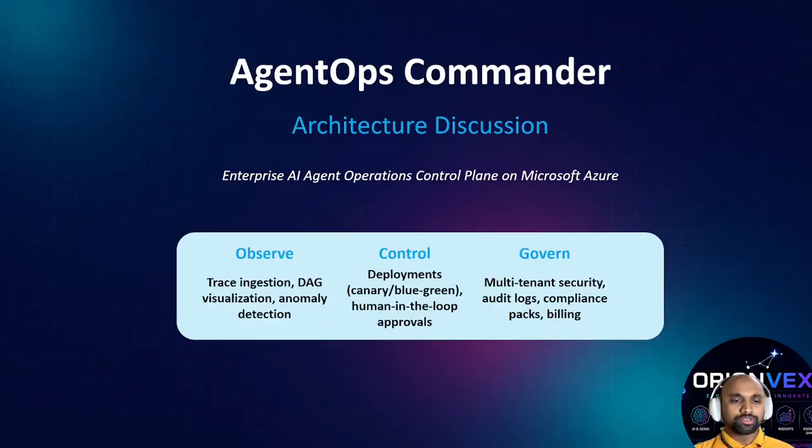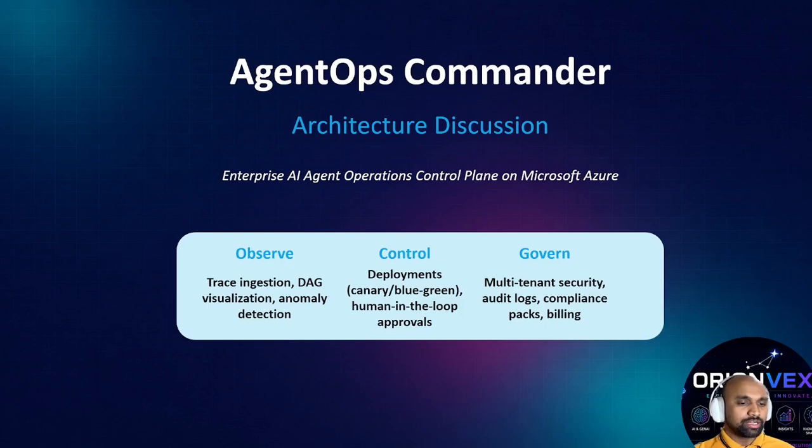Today we are going to discuss part 2 of AgentOps Commander. This is going to be the architecture discussion: what components are involved in this application, what it is going to deliver, and what cloud infrastructure we are going to use. All those things I am going to discuss in this one.